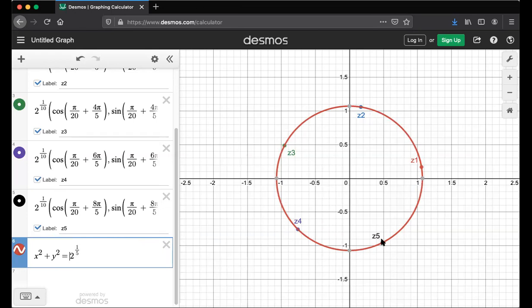And from this, we can see that Z6 would be coming back here, and Z sub 7, as we kept going around. We're just going 2 pi over 5 radians around the circle each time. Okay. Well, that finishes off this video, and that finishes off the class. Hope you enjoyed these videos.